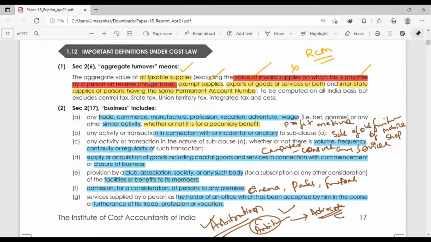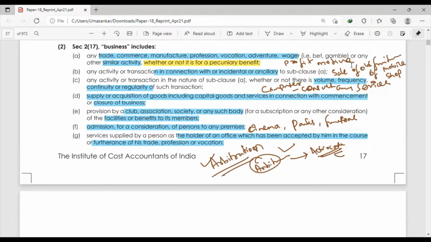What do you mean by aggregate turnover? Aggregate turnover means all taxable supplies plus exempted supplies plus exports plus interstate stock transfer. But it will not include the value of inward supplies on which we are liable to pay tax on reverse charge basis. Then next is business.